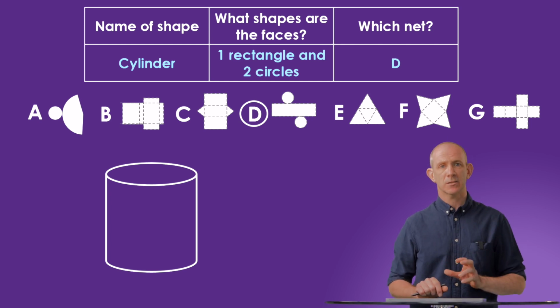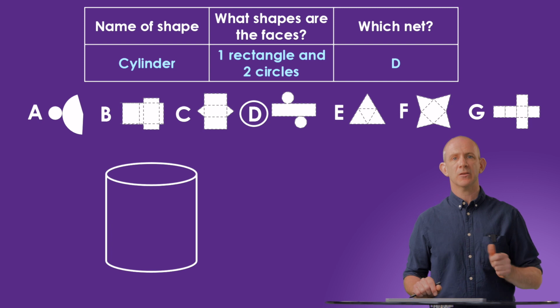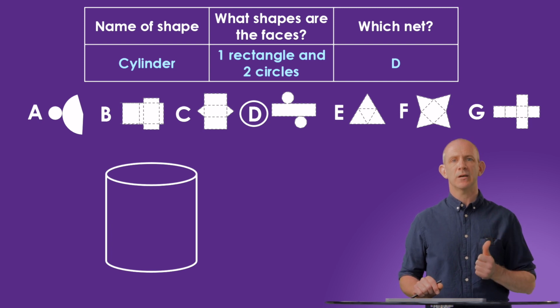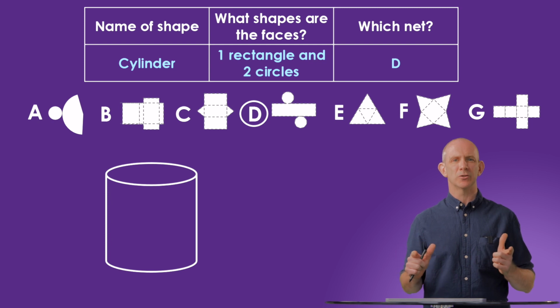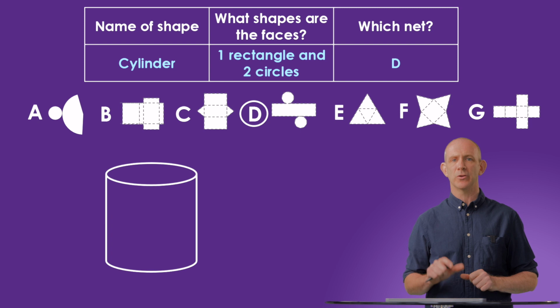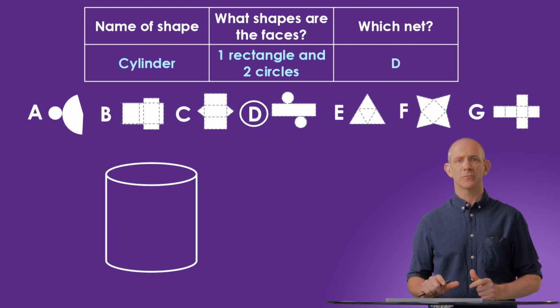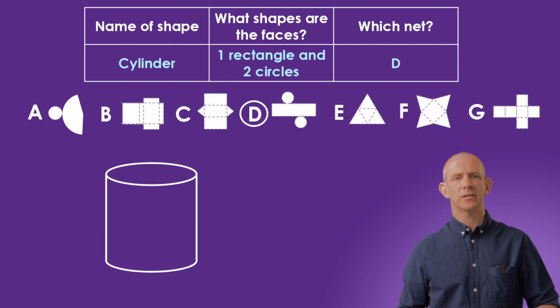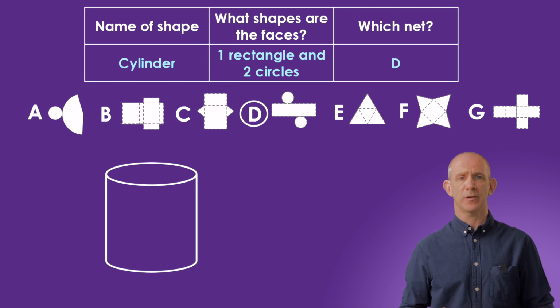An interesting aspect of the net of a cylinder is that the length of the rectangle is going to be the same as the circumference of the circles. It always seems to be longer than it should, but it should be noted that it's going to be at least 3 times longer than the width or diameter of the circle. We'll look at that in more detail in the circles and the surface area video.